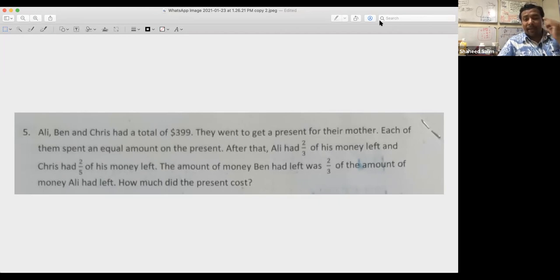After they spent, Ali got 2/5 of his money left. Chris had 2/5 of his money left, and Ben, the amount of money Ben had left was 2/3 the amount of money Ali had left. How much is the cost of the present?